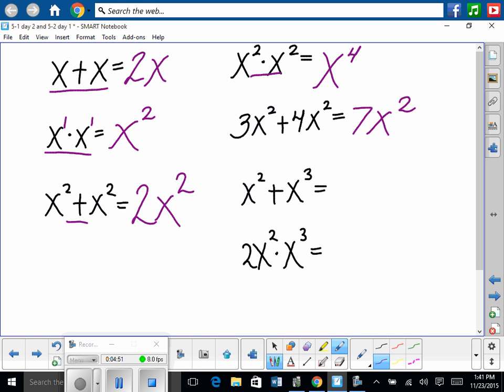Yep, you're right. So we can't combine them. So it's just x squared plus x cubed. Very good. Guys, we all understand we can't combine those, right? Huge no-no.